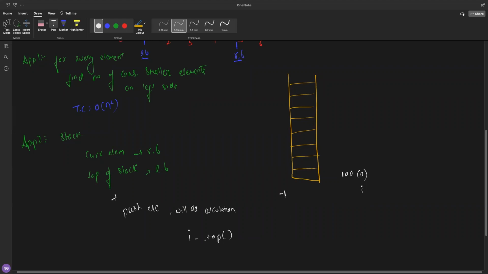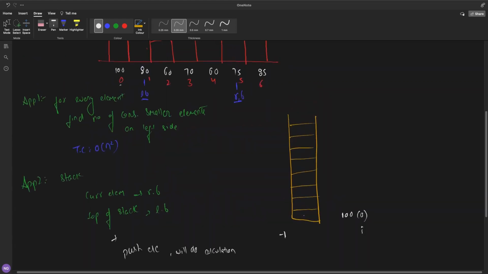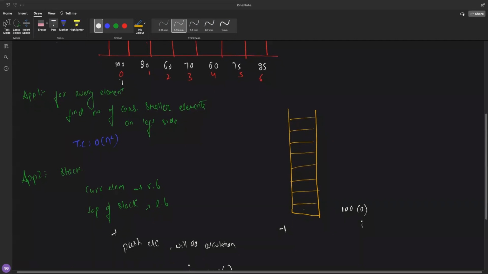So 0 here right now is 0 minus -1. So that will be 1. Okay. So I will be writing the answer here itself. So for 100, I am getting 1 as the answer. Okay. So I place 100 over there.